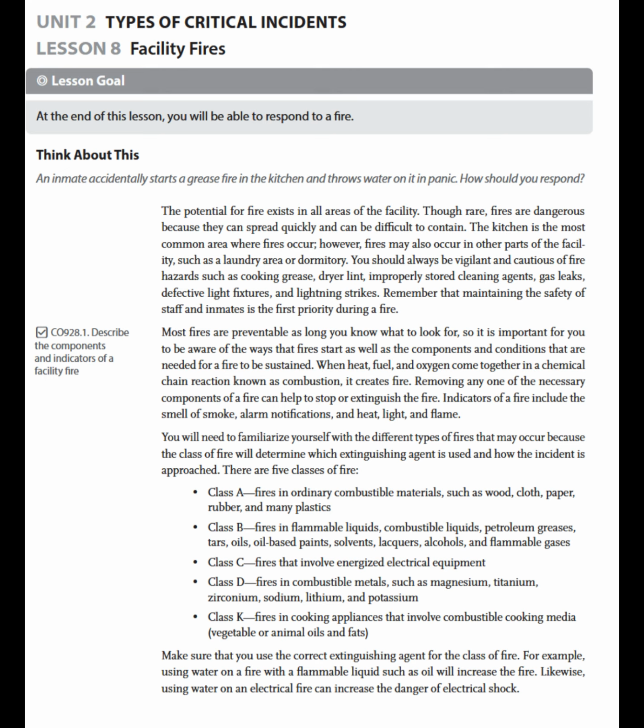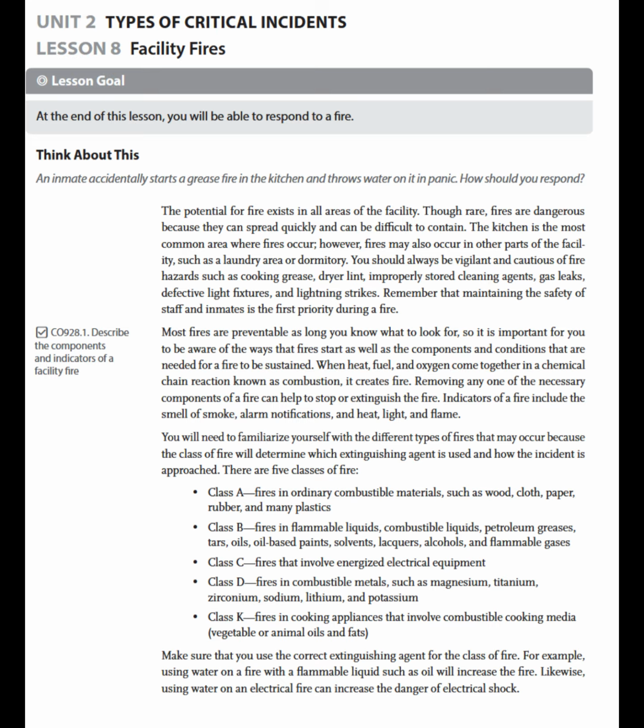Indicators of a fire include the smell of smoke, alarm notifications, and heat, light, and flame. You will need to familiarize yourself with the different types of fires that may occur, because the class of fire will determine which extinguishing agent is used and how the incident is approached. There are 5 classes of fire.